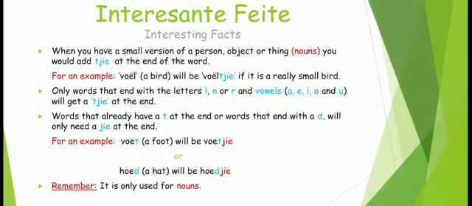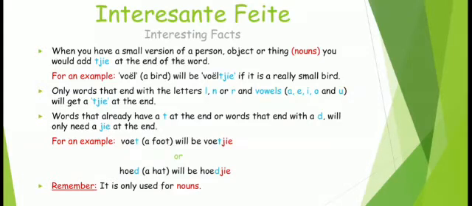The first one says, when you have a small version of a person, object or thing, in other words, nouns like you've been learning in English, you would add ki at the end of the word. So it's only to nouns. If it's a small thing, you add ki at the end. For an example, voël, which is a bird, will be voëltjie if it is a really small bird.